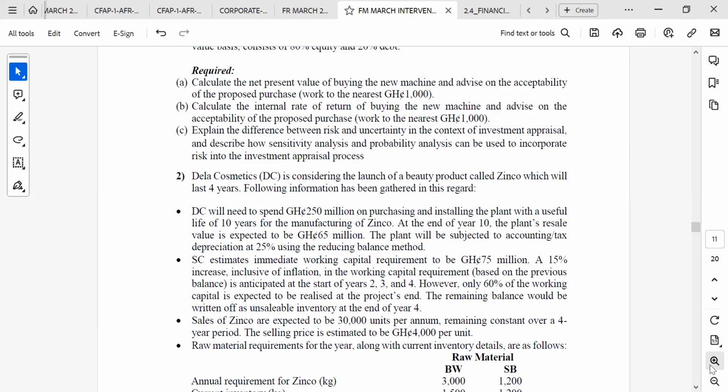Okay. The company estimates immediate working capital requirement of 275 million and a 15% increase inclusive of inflation in the working capital requirement based on the previous balance is anticipated at the start of year 2, year 3, and 4. However, only 60% of the working capital is expected to be realized at the project's end. The remaining balance will be written off as an unsellable inventory at the end of year 4.